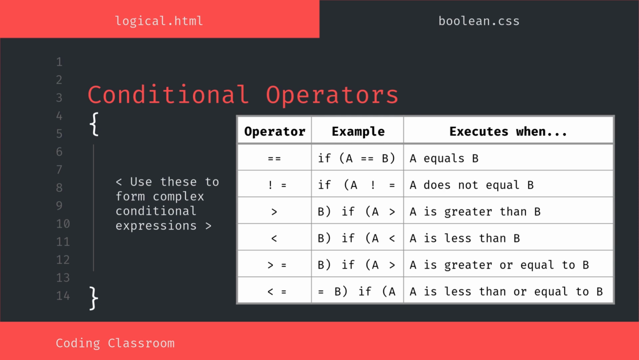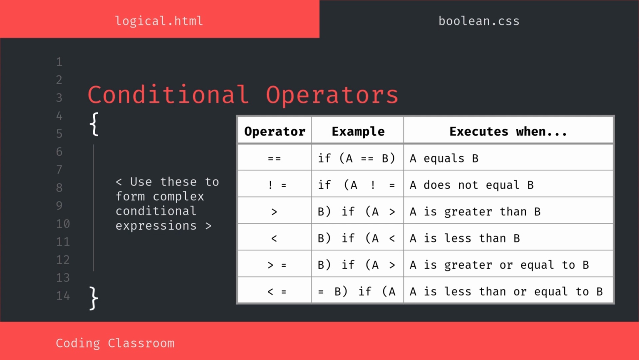Equals. This checks if two values are equal. Use this when you want to compare two values directly. Not equals. This checks if two values are not equal. Greater than. This checks if the left value is greater than the right value. Less than. This checks if the left value is less than the right value.